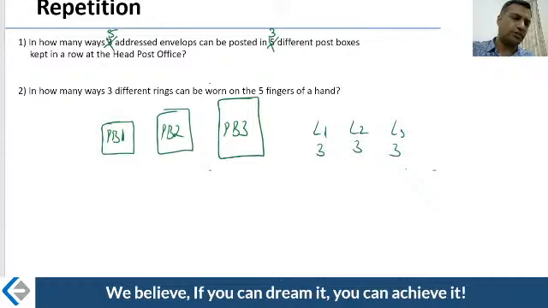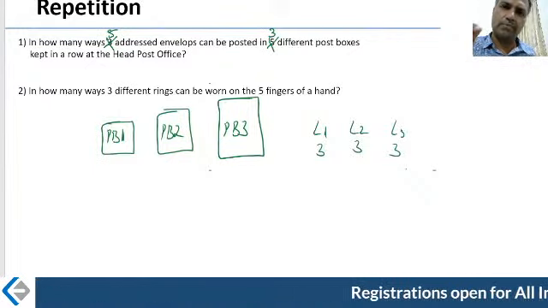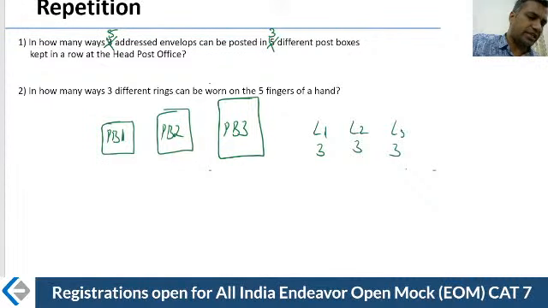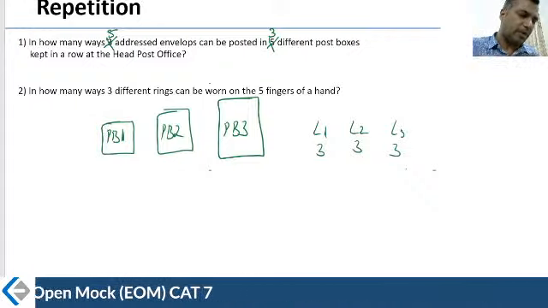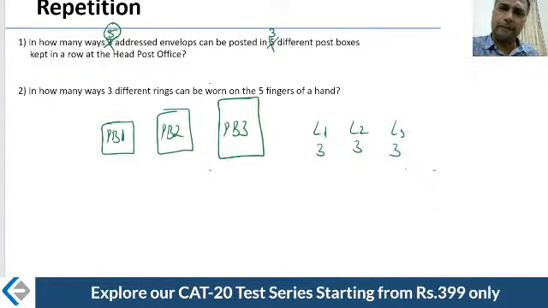Why? Because a post box is made to hold multiple letters. You can't say that because I kept the first letter in the first box, now the second letter cannot go in the first box. No, it is meant to take multiple letters. That's what the repetition is. Nowhere is there a word of repetition, but based on the situation, you need to understand that yes, I should repeat, which implies, can I post all 5 letters in one single post box? Why not? You can do that.